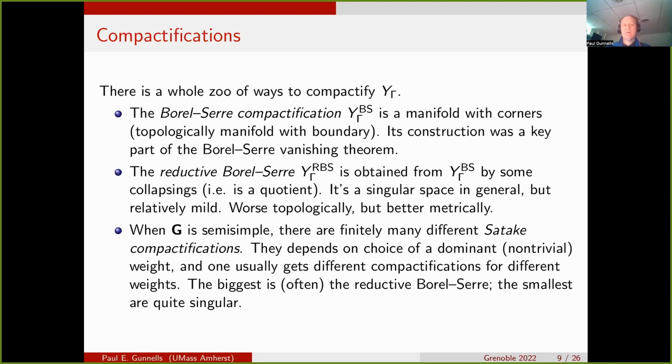So the top one is very often the same as the reductive Borel-Serre. That is the case, for example, for the symplectic group or SLN. The top one is the same as the reductive Borel-Serre over Q. But the smallest ones, as you go down the tower, as you change the weight that's determining the compactification, you get pretty bad singularities. And at the very bottom of all these compactifications, you get something that's quite singular, very difficult in some sense to understand the geometry of its singularities.